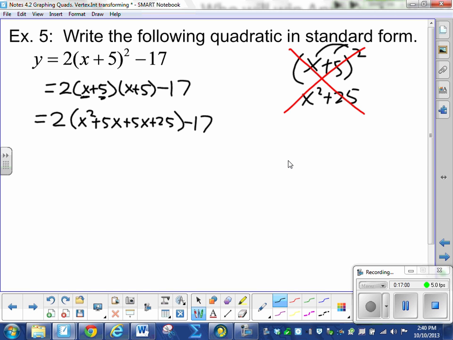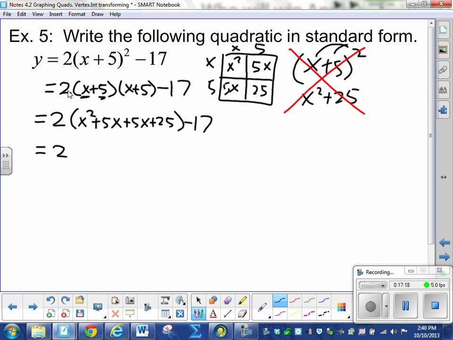Some of you in the past might have multiplied it using a box. I'm okay with that. So you have x and 5, x squared, 5x, 5x, and 25. So if your teacher taught you like that in the past, I'm fine with that too. But this is still 2. And remember, because you're still multiplying by 2 whatever you get as a result here, you still got to multiply all this stuff by the 2. So this will be x squared plus a 10x when we combine like terms, plus a 25 minus a 17.